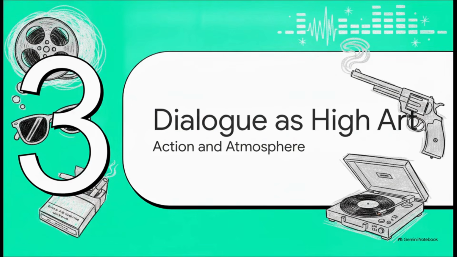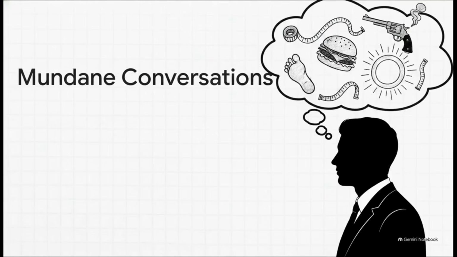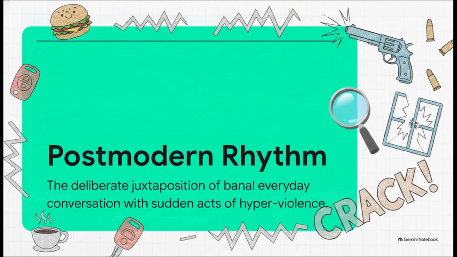Which brings us to Section 3, Dialogue as High Art, Action and Atmosphere. So the script completely abandons that classic crime trope where dialogue only serves to advance the plot. Instead of nonstop talk about the heist or the cops, we get these deeply mundane, everyday conversations. We're talking about the metric system in Paris, the unwritten etiquette of foot massages, or even the spiritual significance of miracles. It's brilliant, really, because it completely humanizes these hardened criminals right up until the exact second they commit extreme brutality. To ground our analysis here, let's look at a term for this: postmodern rhythm.